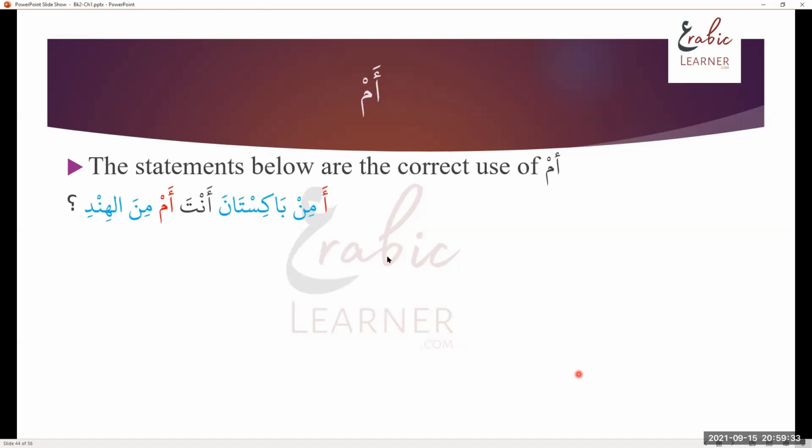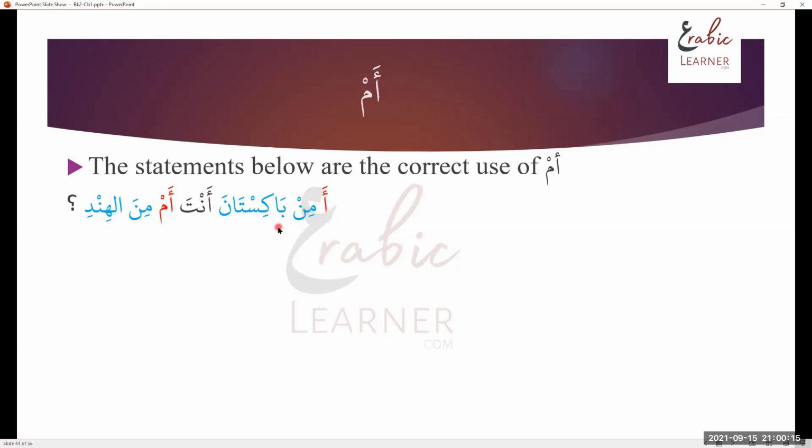So this sentence is correct. A min Pakistana anta am min al Hindi. Are you from Pakistan or from India? In normal English, how will I say it? Are you from Pakistan or from India? I'm saying are and immediately saying you. But in Arabic, you will not say that. You will first say what is being compared, min Pakistan and min al Hindi. These two things are compared, so they will come immediately after the hamza.